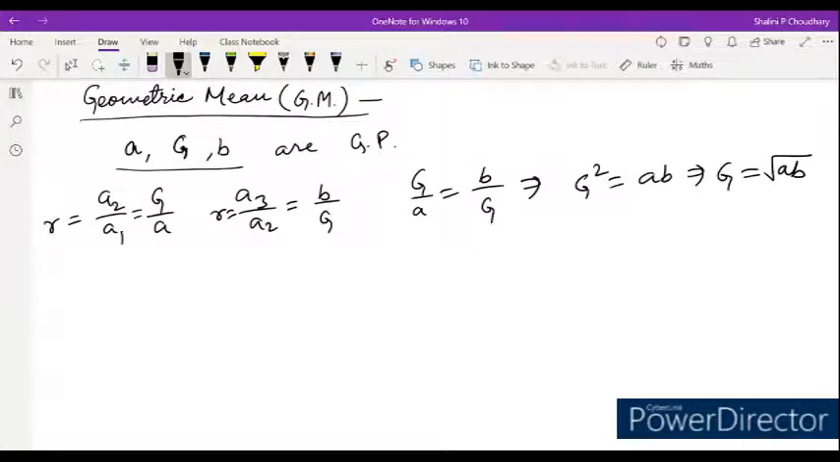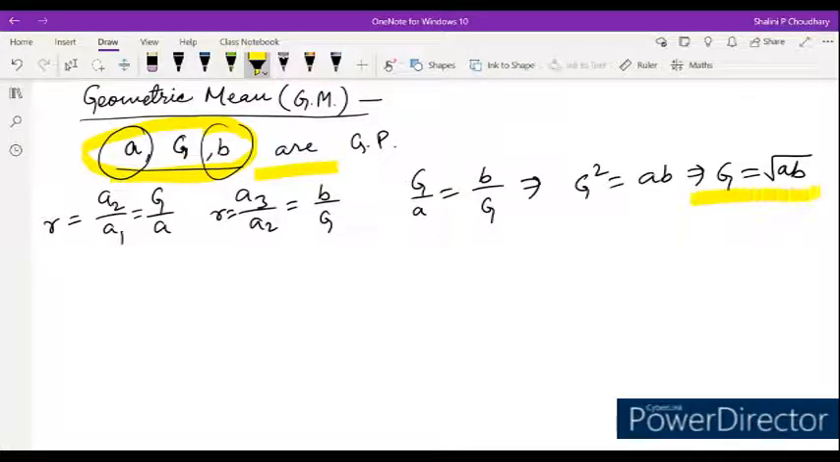Whenever we have two numbers A and B given, in between we are keeping a number. That is, if G is the geometric mean of A and B, then G will be equal to the square root of AB.